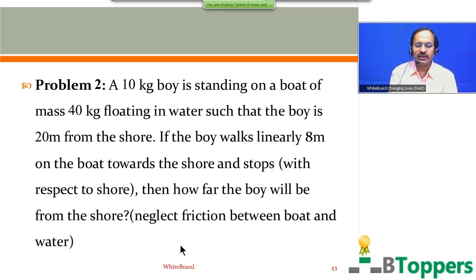In case you are interested to try it yourself first, you can take a pause and try the problem. Otherwise, you can just listen to the solution which I am going to discuss. I will also be giving a similar problem in the assignment in my next class. Here we consider the boy and the boat together as one system. I am going to show the answer first, then I will discuss the solution. The answer is 13.6 meters.